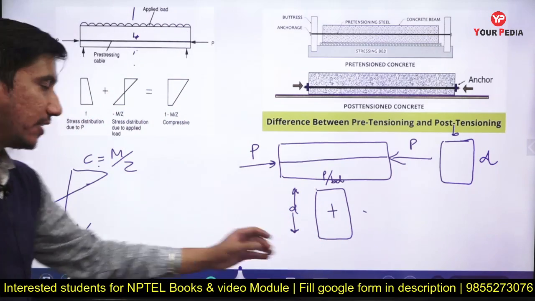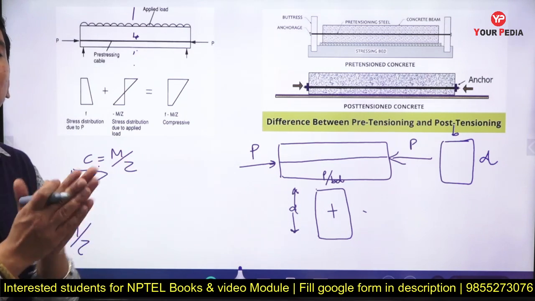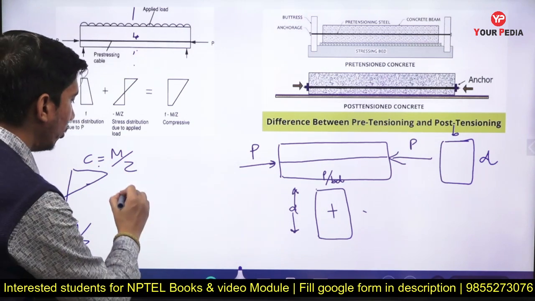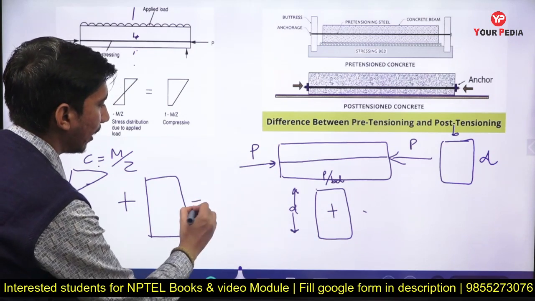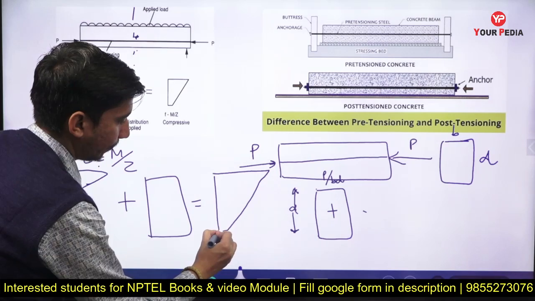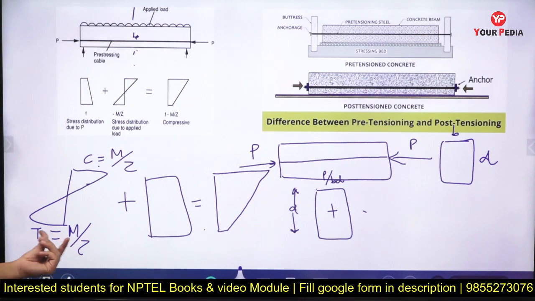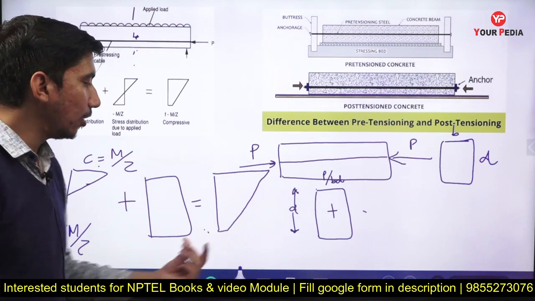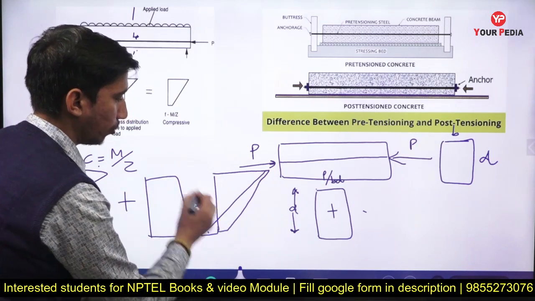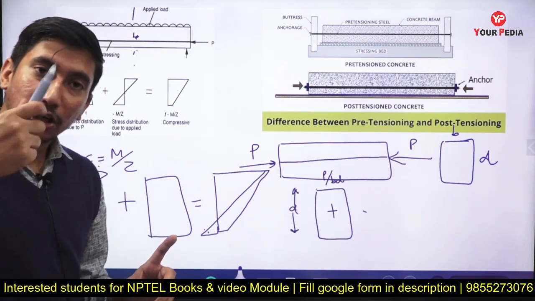Now this compressive stress will be added to the bending stress, because both are normal stresses and can be added. So when this is added to this, the final thing will look like this. Either this, or it can go up here, depending upon what this magnitude is and what this magnitude is. So that depends, and we have to control the magnitude.